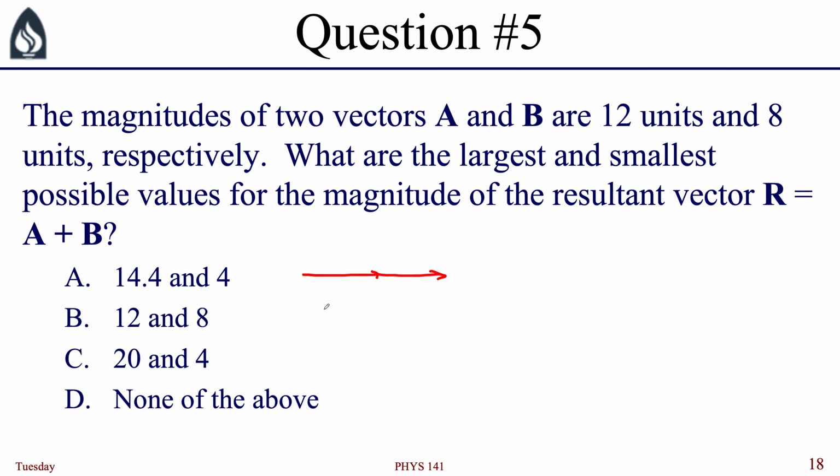What if the two vectors were arranged so that they were opposite to each other? So this was the 12 one, and this is the 8. Then the resultant would look something like this. And 12 minus 8 would be 4. So I guess we would want answer C. 20 and 4. That's the biggest, that's the smallest we could get. If we have any other orientation, say something like this, then the resultant would be somewhere in between.